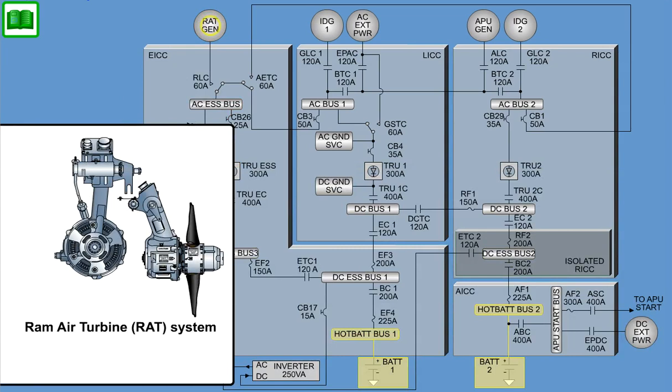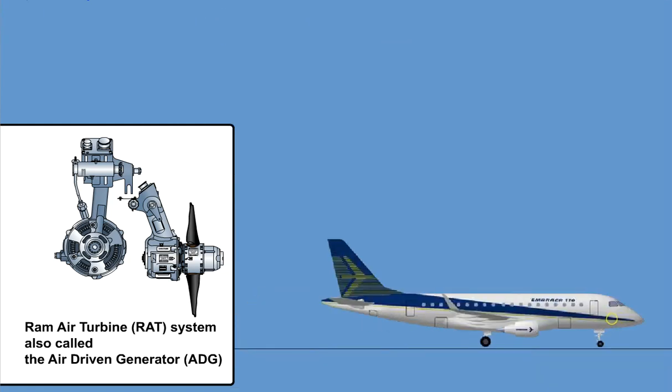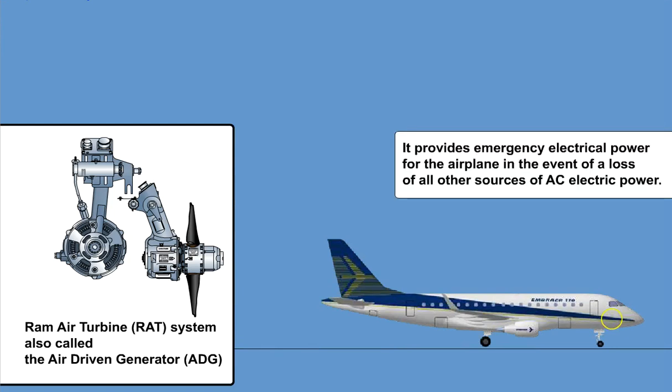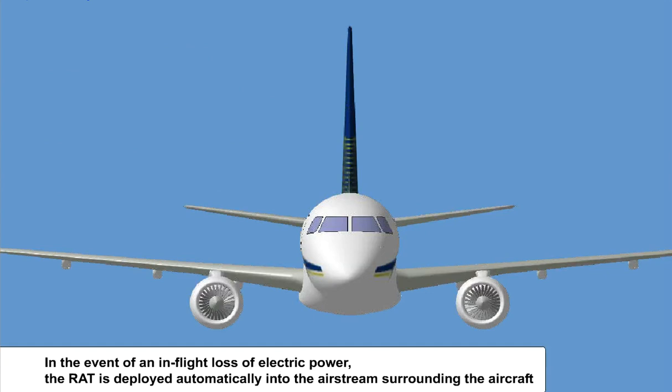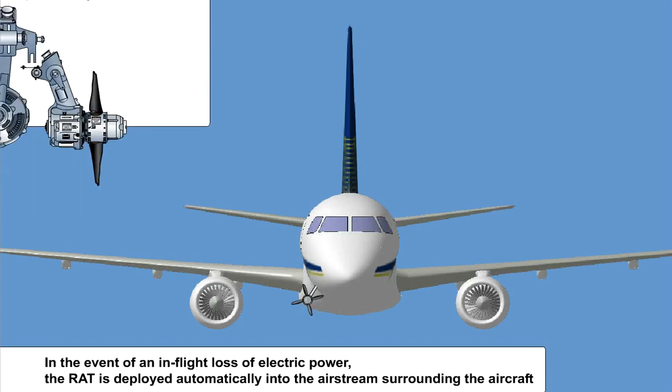The ram air turbine RAT System, also called the air-driven generator ADG, is installed in a bay in the right side of the aircraft nose section. It provides emergency electrical power for the airplane in the event of a loss of all other sources of AC electric power. In the event of an in-flight loss of electric power, the RAT is deployed automatically into the airstream surrounding the aircraft. The kinetic energy of airflow across the turbine is converted into mechanical power to drive the AC generator.